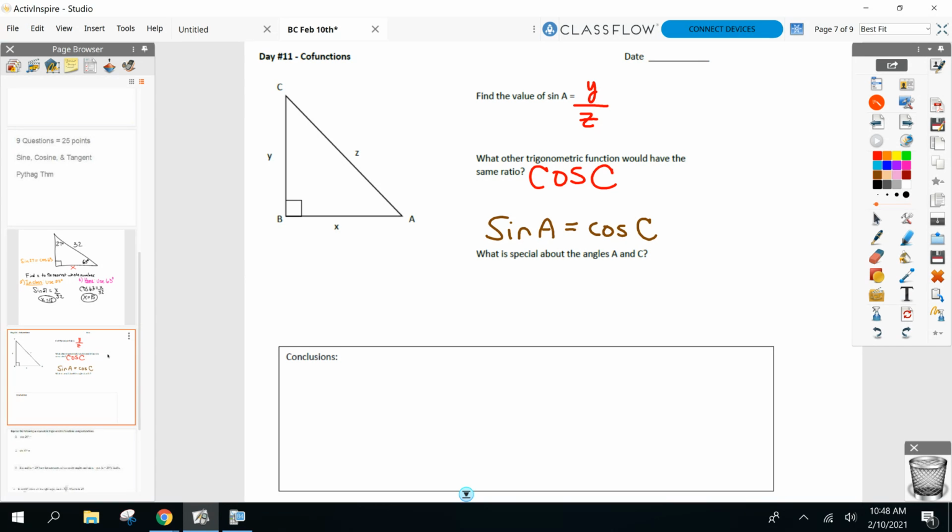Are they complementary? What's complementary mean again? Remind us. They equal 90. Do they add to 90? How many degrees in a triangle? 180. Take away angle B, the right angle. How many degrees do I have left? 90. So yes, all right. Angle A and angle C are complementary.